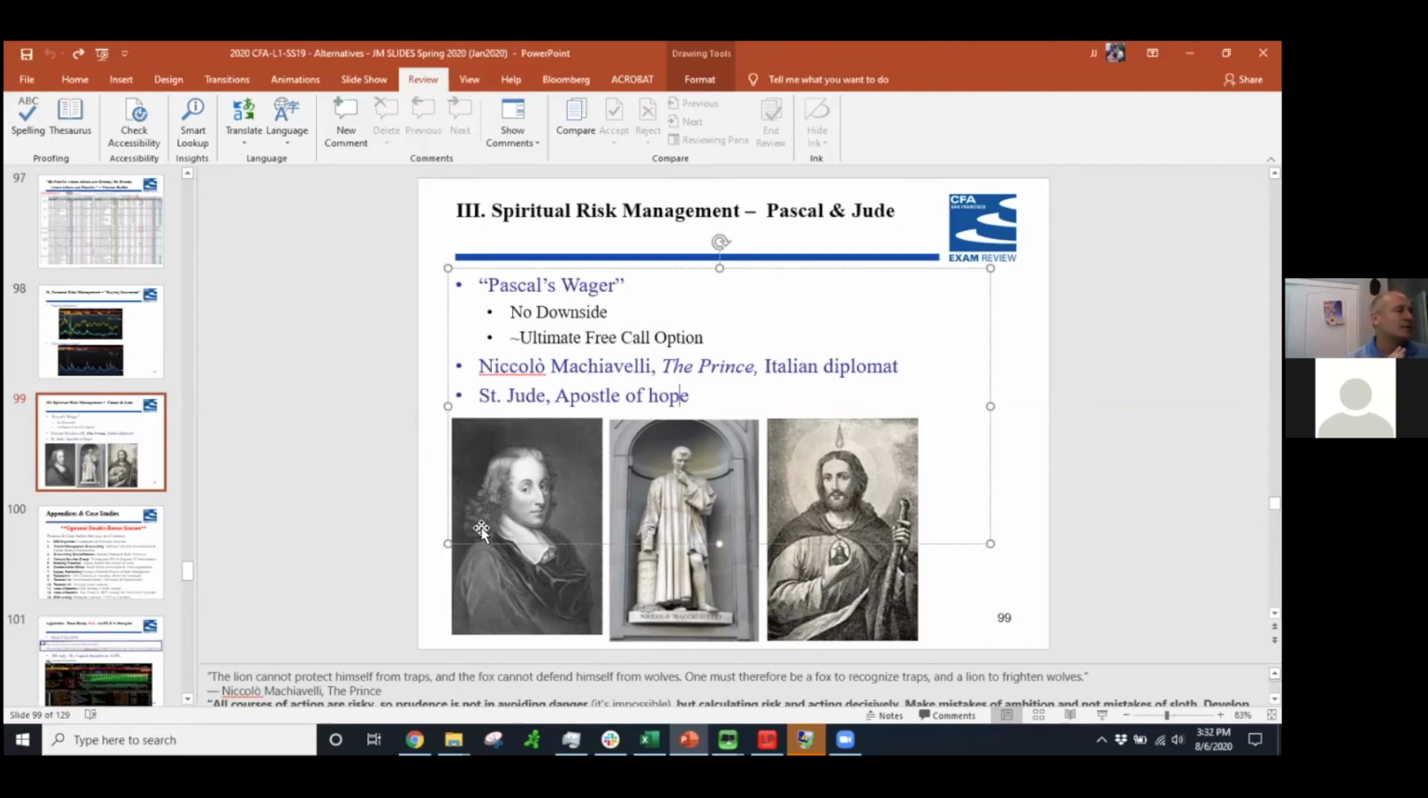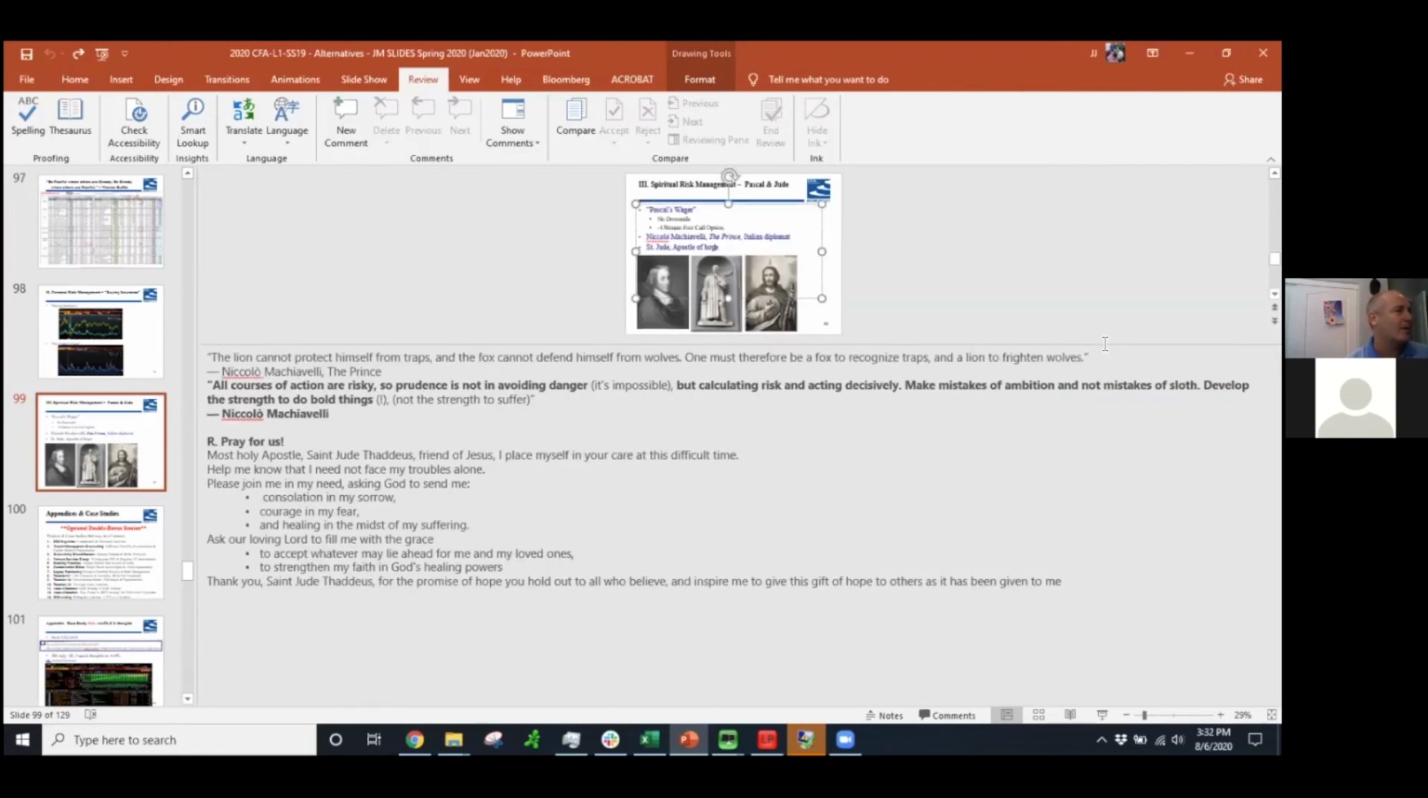It's probably not the most inspiring diplomat, but there's the famous Machiavelli and the Prince, and he has this fantastic quote about taking risks. He says, all courses of action are risky, but prudence is in avoiding danger. It's impossible to avoid that danger, but in calculating risk and acting decisively. Let's make mistakes of ambition and not mistakes of sloth. Develop the strength to do bold things.